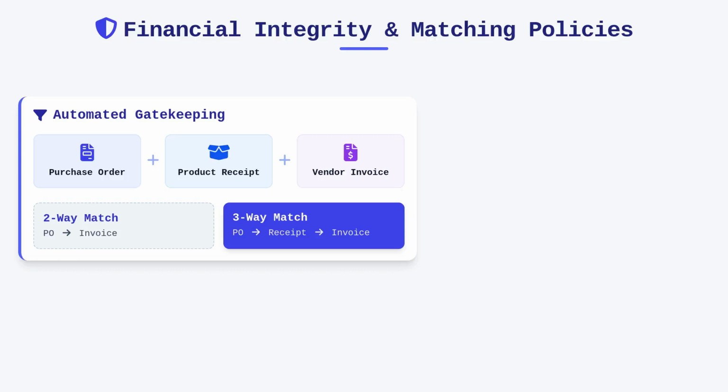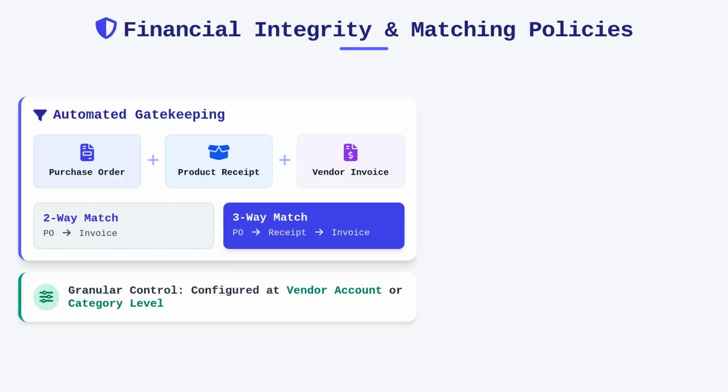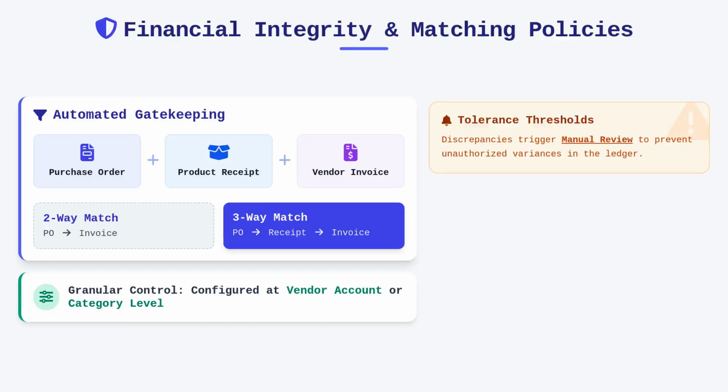We configure these parameters at the vendor account or the procurement category level, allowing for granular control based on the nature of the goods being acquired. If the discrepancy between the document attributes exceeds our defined tolerances, the system automatically flags the invoice for manual review, thereby protecting the ledger from unauthorized variances.